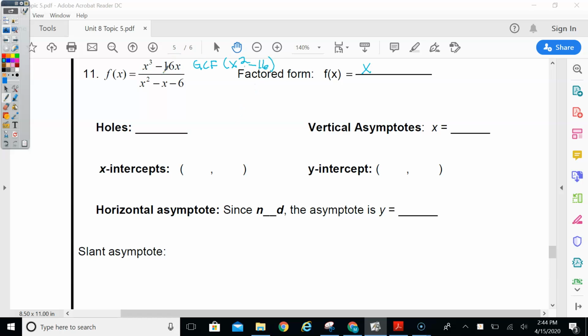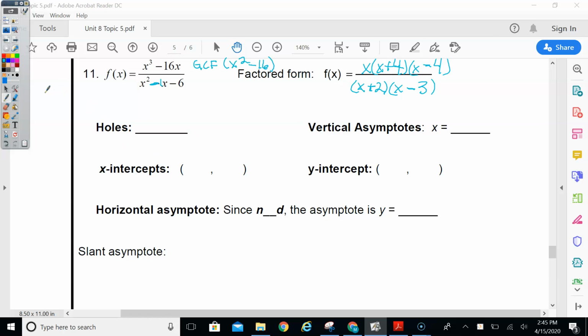Originally we wouldn't be able to use difference of squares because it's not a square. This is cubed. But now that we took an x away, now we can use difference of squares. And it's plus minus. Square root of x squared is x and x. Square root of 16 is 4 and 4. Okay, and then the denominator, negative 6 to get negative 1. So negative 6 is going to be 2 and 3, with the bigger one being negative. So negative 3, positive 2.